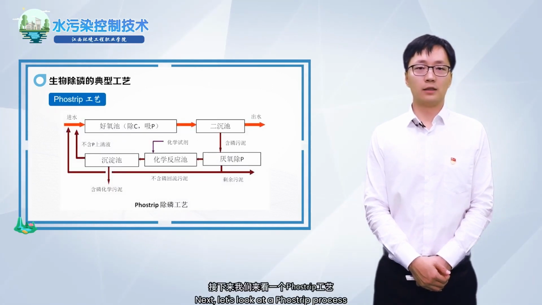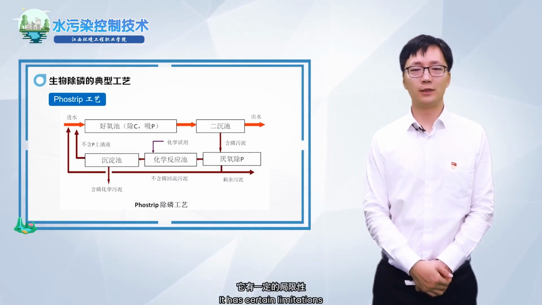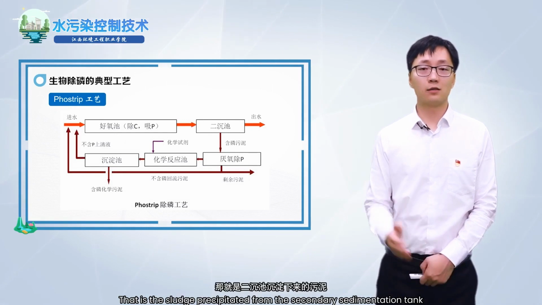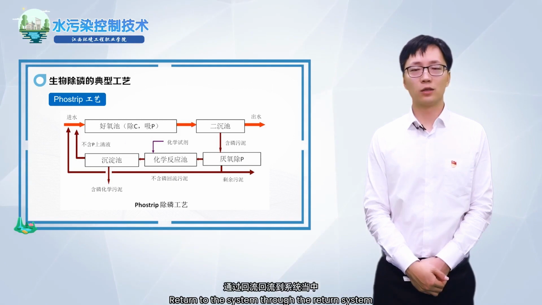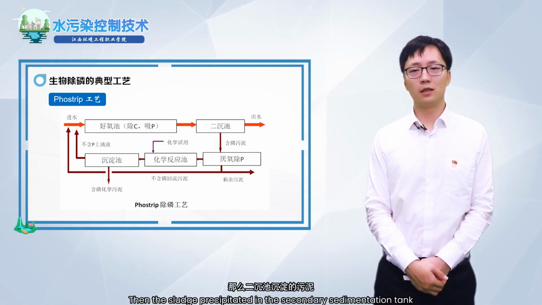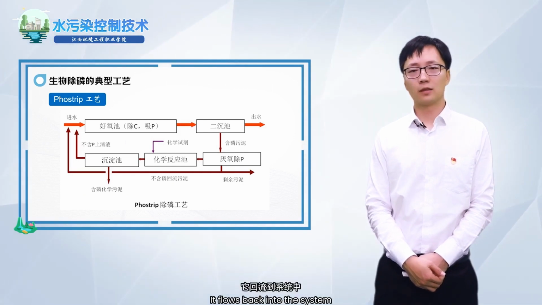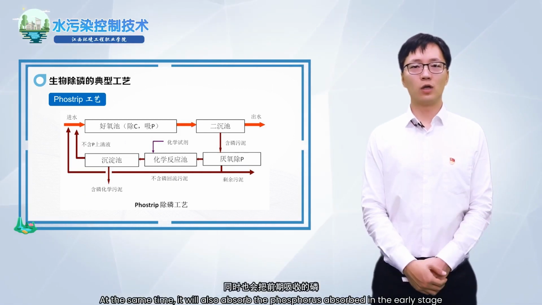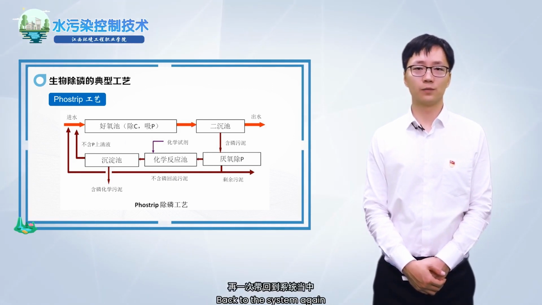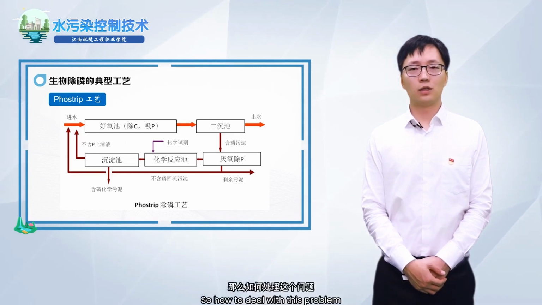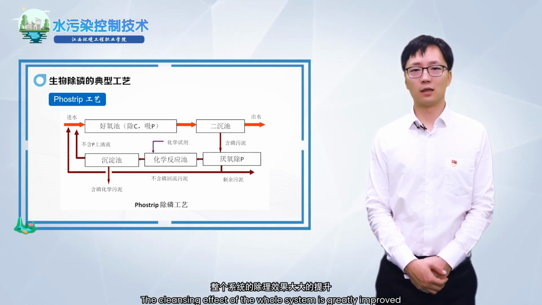Next, let's look at the Phostrip process. The general AO phosphorus removal process has certain limitations. That is, the sludge precipitated from the secondary sedimentation tank is returned to the system through the return system. The sludge precipitated in the secondary sedimentation tank has absorbed a lot of phosphorus. It flows back into the system. At the same time, it will also bring the phosphorus absorbed in the early stage back to the system again. So how to deal with this problem, so that the phosphorus removal effect of the whole system is greatly improved?